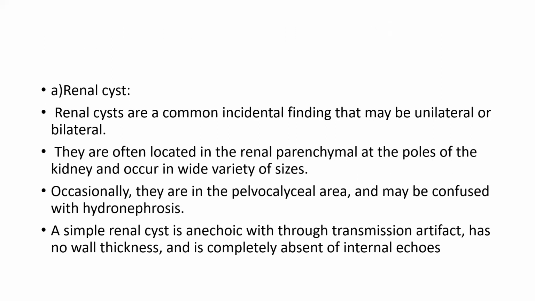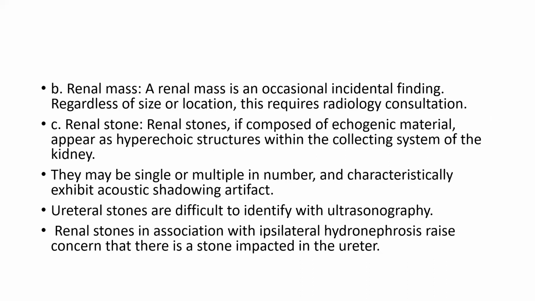Renal cyst. Renal cysts are a common incidental finding that may be unilateral or bilateral. They are often located in the renal parenchyma at the poles of the kidney and occur in a wide variety of sites. Occasionally they are in the pelvocalyceal area and may be confused with hydronephrosis. A simple renal cyst is anechoic with through transmission artifact, has no wall thickness, and is completely absent of internal echoes.